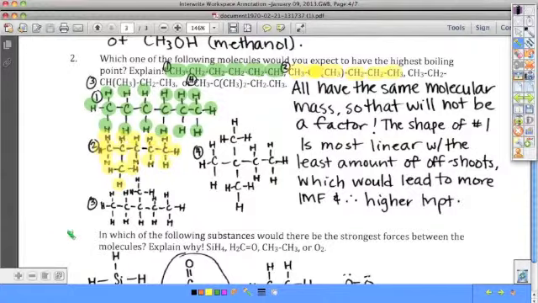The next one is very similar, except that the offshoot of CH3 that I have is on the 3rd carbon. It's on this one. So I have a CH and a CH3.